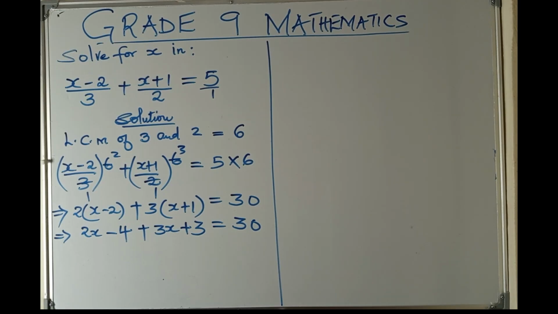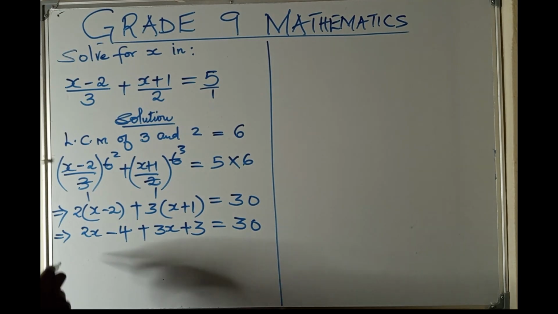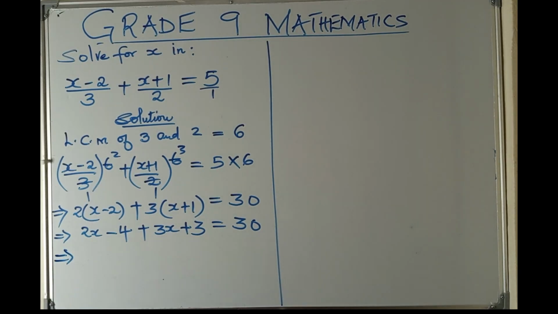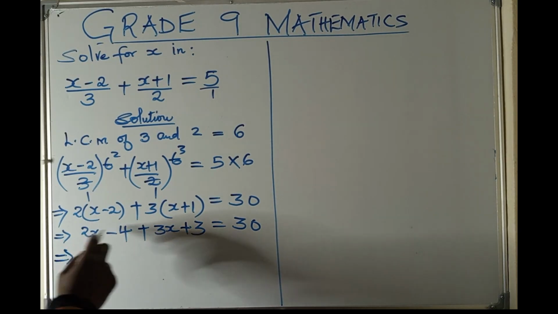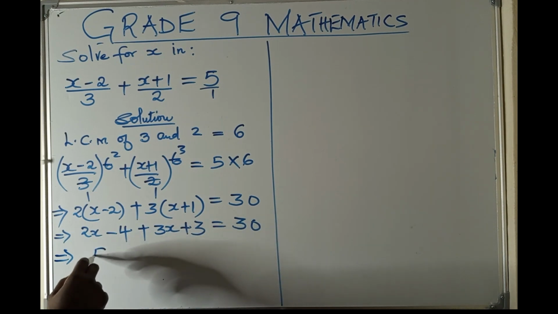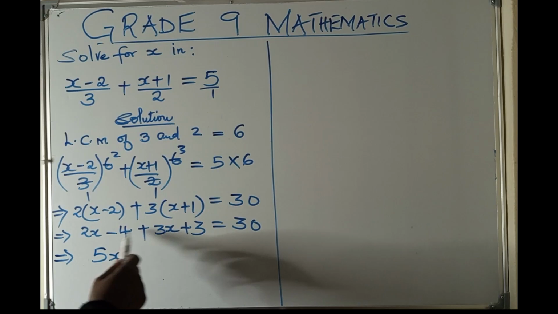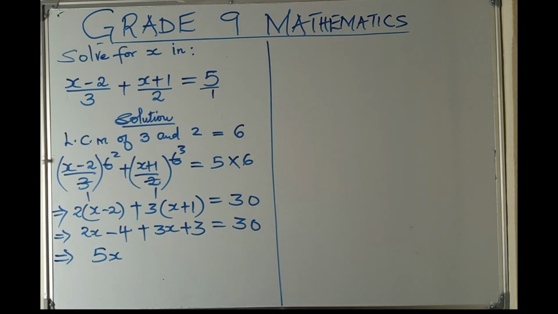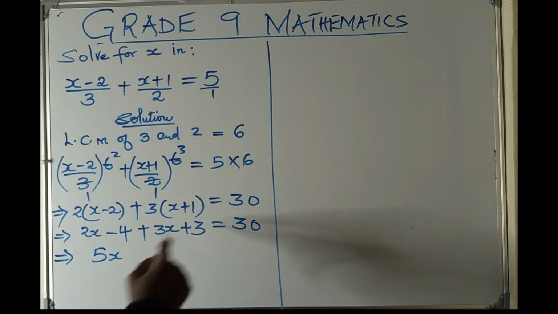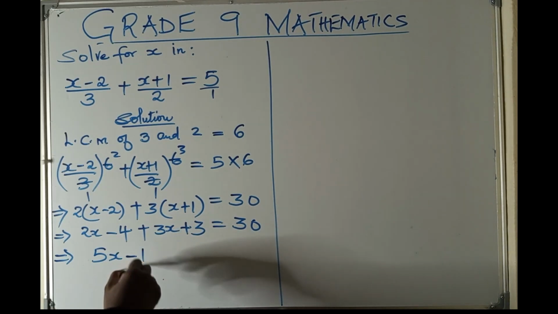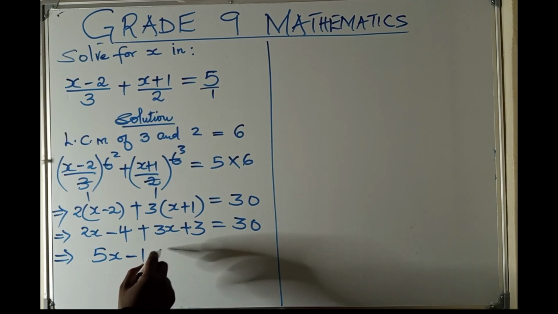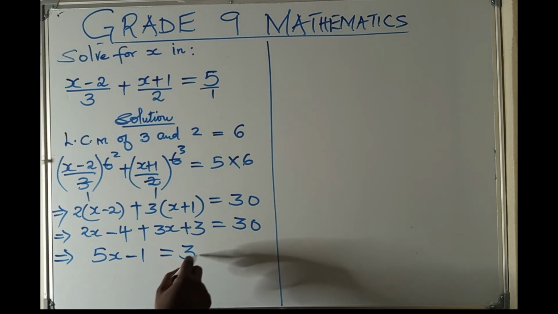After you've done that, now collect the like terms. The terms containing x, we have 2x plus 3x, that gives 5x. And then you have negative 4 plus 3. But be very careful with the integers. Negative 4 plus 3, that gives negative 1. This is equivalent to 30.